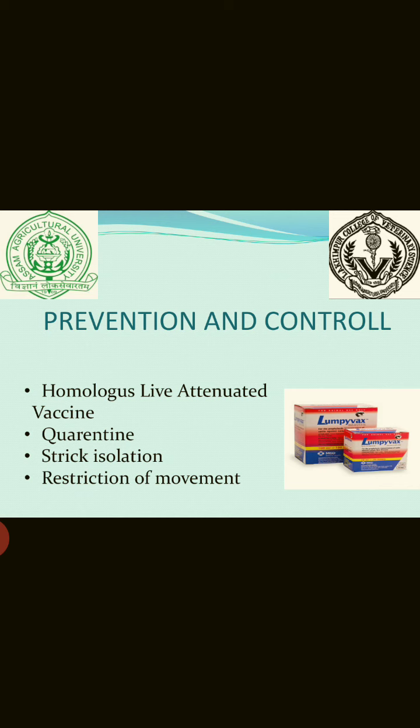Prevention and control: it is always said that prevention is better than cure. Prevention should be done by a homologous live attenuated vaccine. This vaccine comes under the brand name Lumpy-Vax, which is given once in 6 months, like the FMD vaccine. The dose rate of this vaccine is 1 ml per animal.